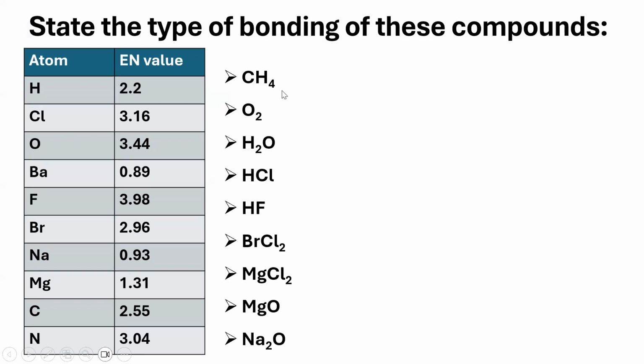These are other compounds which need you to classify their bonds according to the electronegativity. I will leave these for you to try, okay? And write down in the comments down below your answer and the type of the bond of each compound. Try to take a screenshot to answer them.